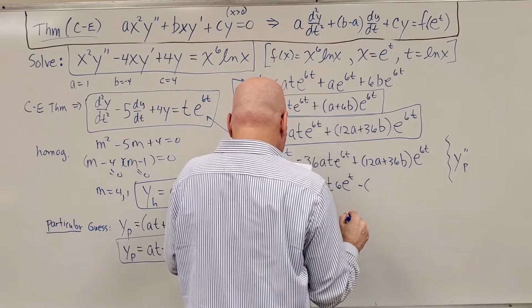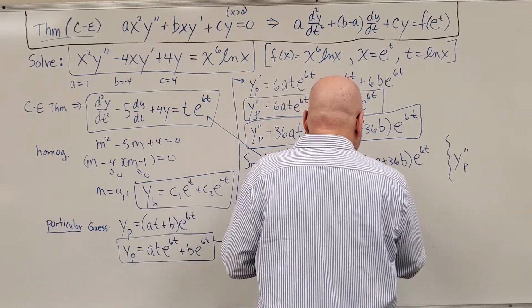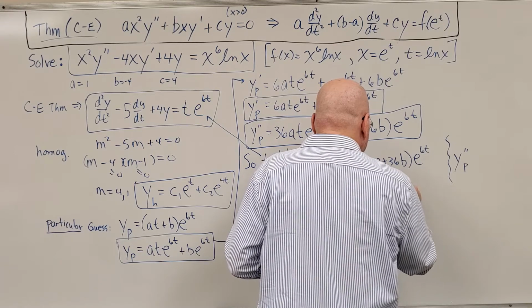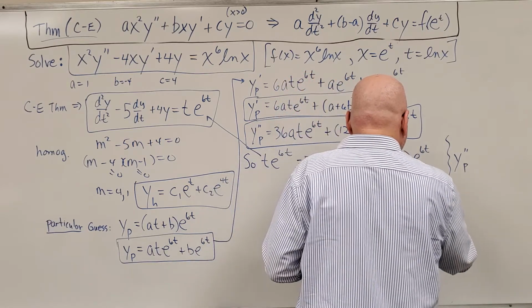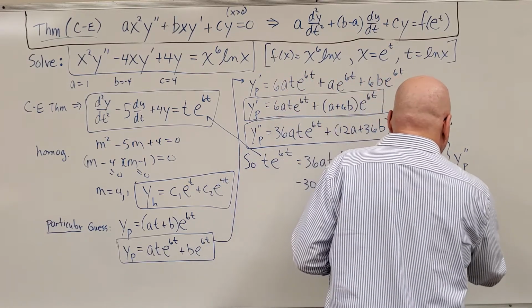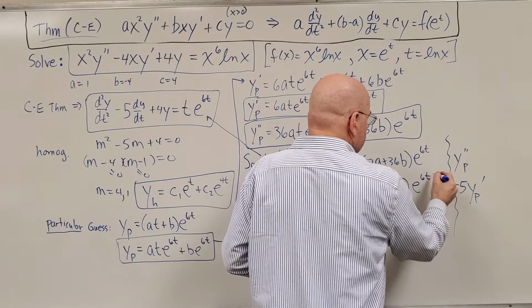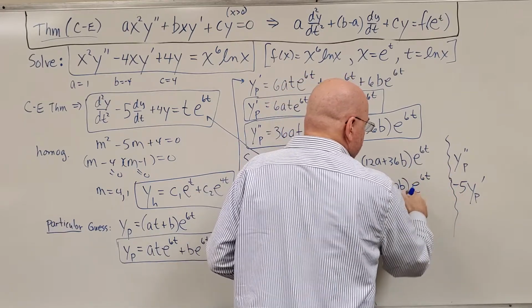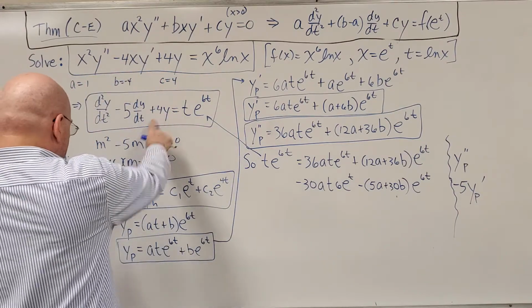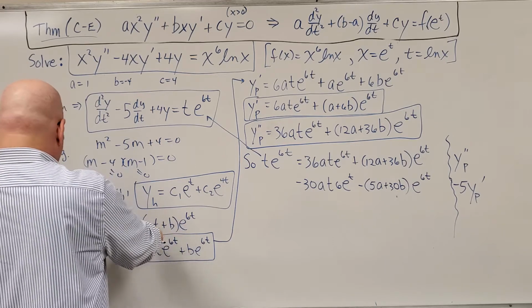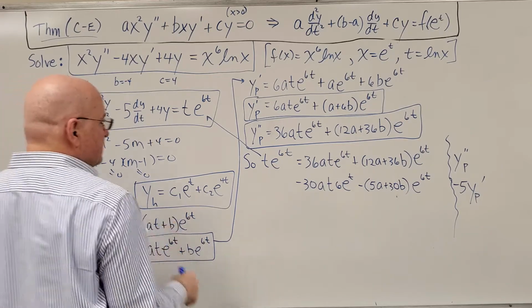minus, multiplying by 5, 5a plus 30b, in parentheses, e to the 6t. And that's a -5 yp prime. This goes with this row, this goes with that row. And then plus 4 times y. Well, y is just this guy right here. So it's going to be 4at e to the 6t plus 4b e to the 6t.